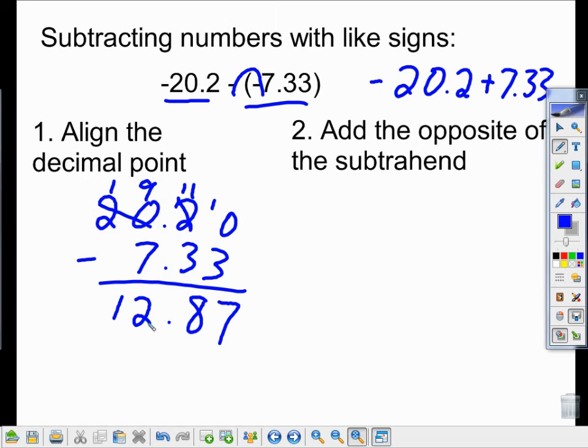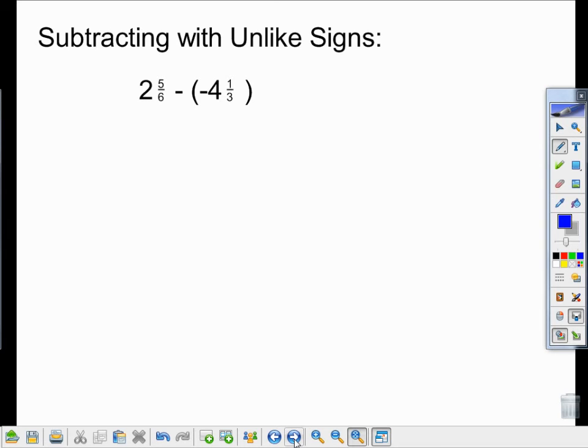Because of that, we are going to end up with, well, is it positive or negative? Look back at the original problem. Well, or rather, this problem, it's a little clearer. Obviously, the negative number is bigger. Therefore, our answer is going to be negative. Add the opposite of the subtrahend. Yeah, that's essentially what we have done. So instead of subtracting negative 7.33, we add the opposite. If that doesn't make any sense, don't worry about it.